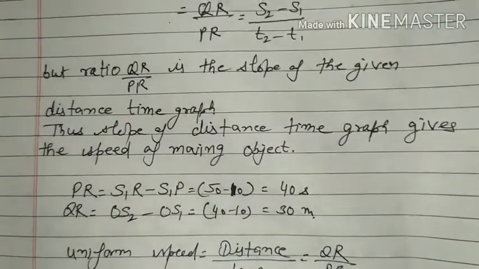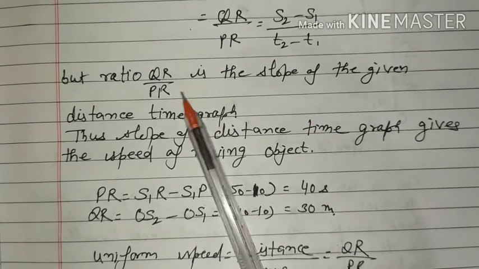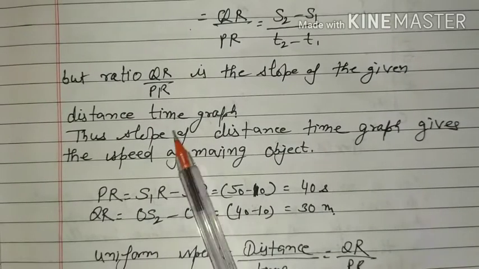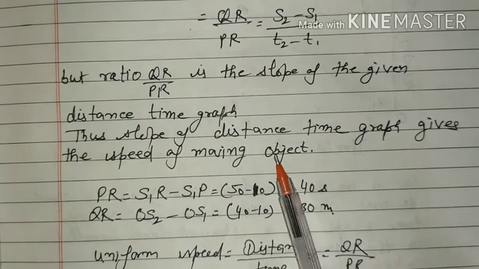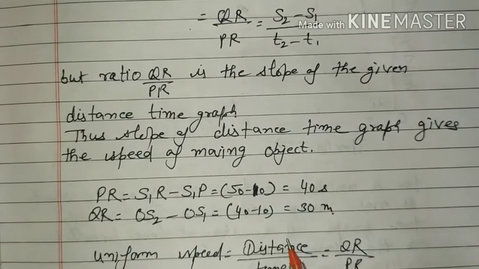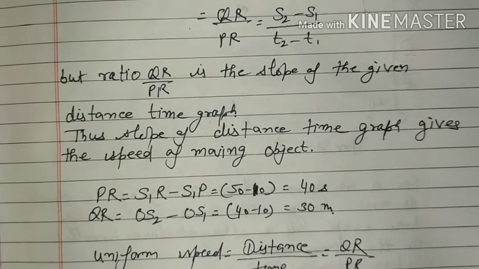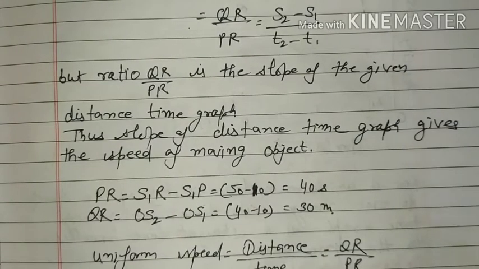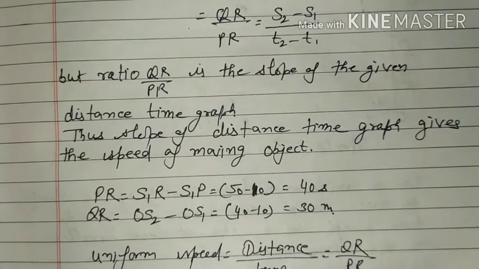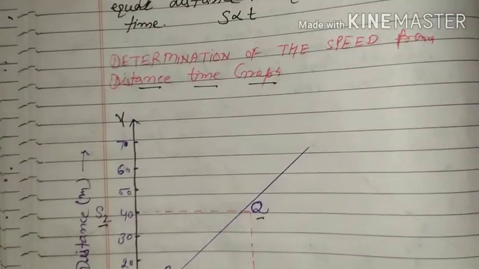From reading we get that the ratio QR by PR is the slope of the given distance time graph. The slope of the distance time graph gives the speed of the moving object. That is distance by time. Distance is 30 meters and time 40 seconds, which means 0.75 meter per second. That is the graph for a straight line, meaning uniform motion.